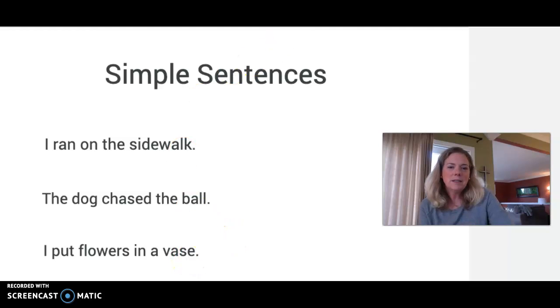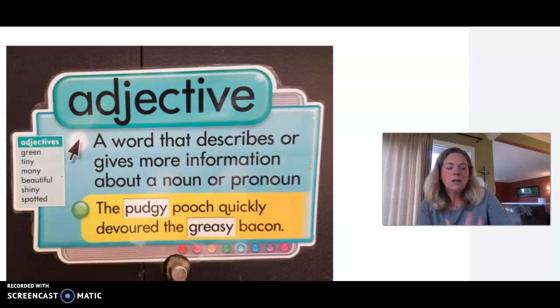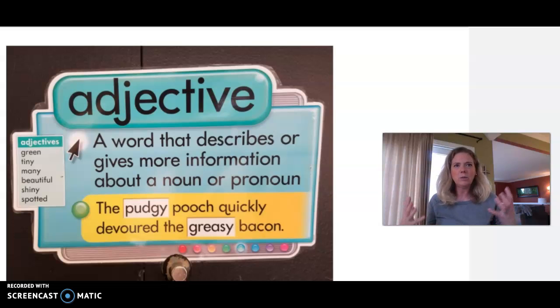So then we took some of these simple sentences and we talked about adjectives. And an adjective is the word that describes or gives more information about those nouns. So sometimes you can have a really nice, simple sentence, but maybe it doesn't give you a really clear idea in your head of what things look like. And that's how we talked about this sentence with this pooch. The pudgy pooch quickly devoured the greasy bacon. So it's not just a dog eating food. We have a pudgy pooch who is devouring greasy bacon.